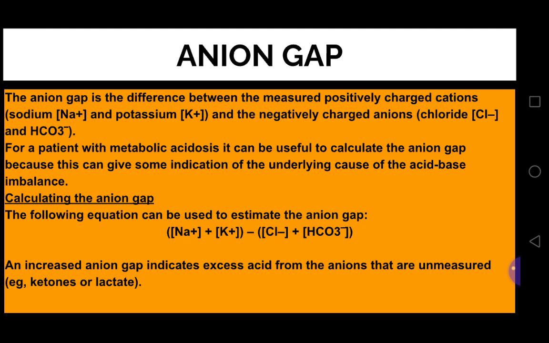However, if plasma albumin is low because of any reason, it also lowers the anion gap. And if there is some problem with phosphate level in the blood, it can also affect the anion gap to a lesser extent. So when calculating anion gap, consider these factors as well.